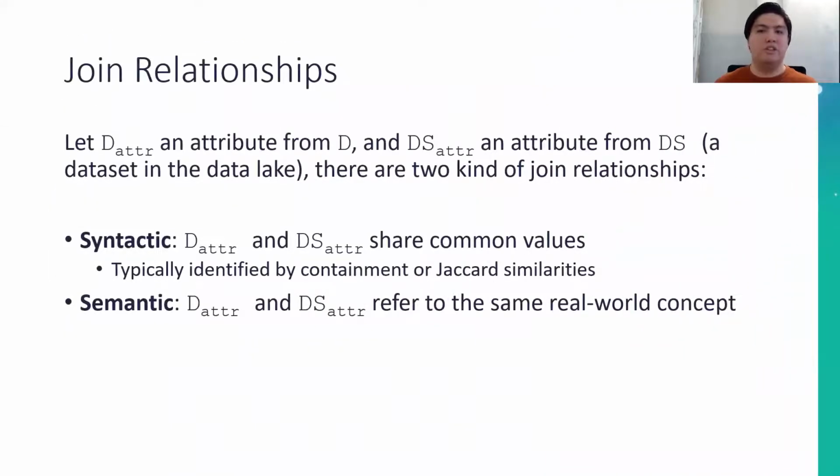So there are two types of join relationships that we can discover. First, let's consider A, an attribute from D, and A_S, an attribute from DS, a dataset in the data lake. We say these two attributes participate in a syntactic relationship if they share common values. Alternatively, we say that they participate in a semantic relationship if they refer to the same real-world concept.